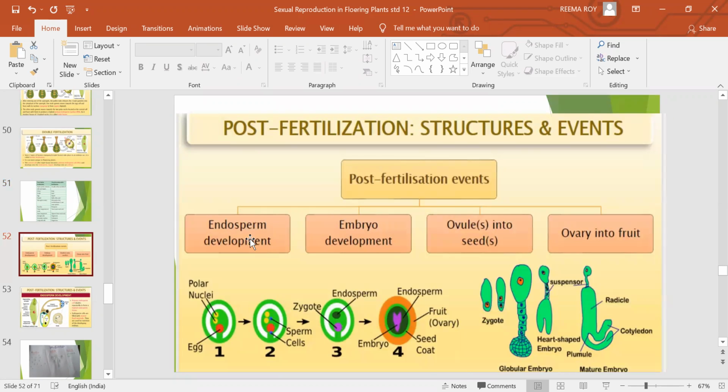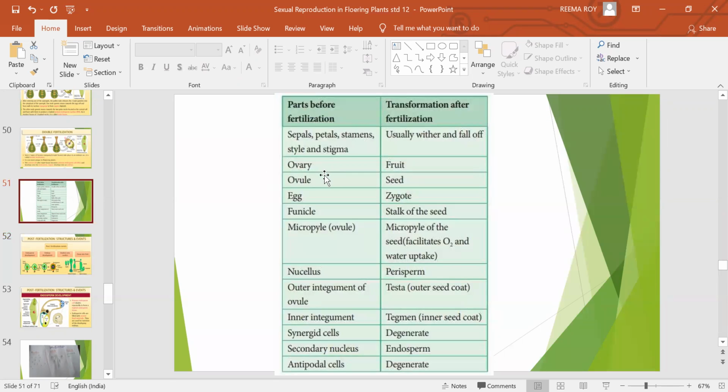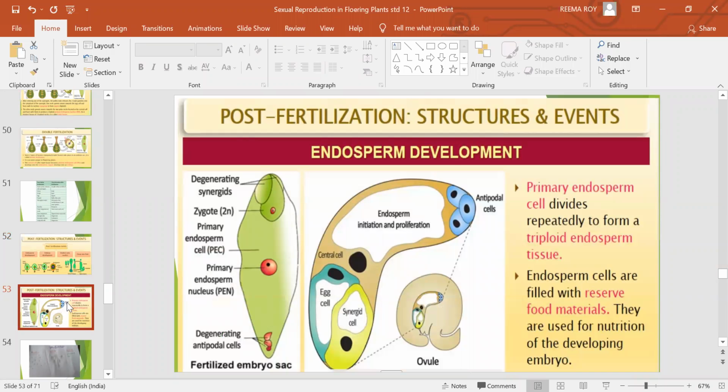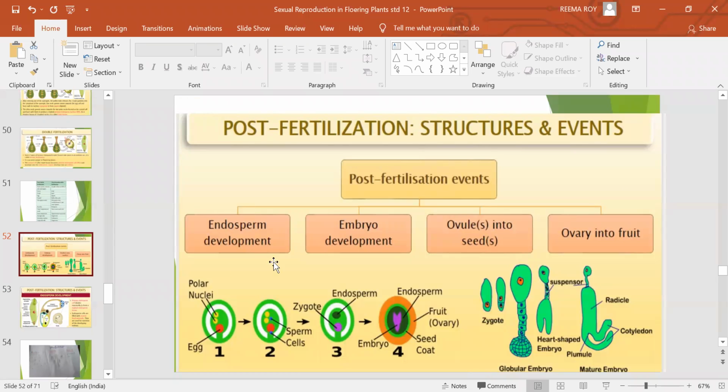post-fertilization events? Endosperm होएगा. PEN, PEC, then endosperm, remember? Embryo develop होएगा कैसे? Zygote से embryo बोला था. Okay. Ovule into seed, ovary into fruit. यहाँ लिखा है. Ovule into seed, ovary into fruit. Okay, these are the major changes will happen post fertilization of a flowering plant. So first one is endosperm development. We will discuss in detail.